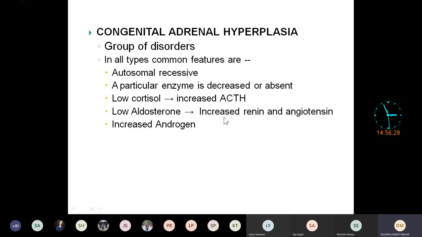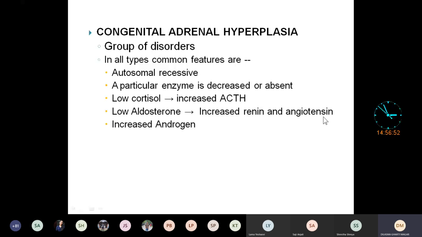So with low aldosterone, definitely there will be no sodium and water resorption, and then low blood volume will be there, and the kidney perfusion will be less, isn't it? So whenever the perfusion in the kidney is reduced, definitely the renin will be increased. After the renin is increased, the angiotensin is also increased.